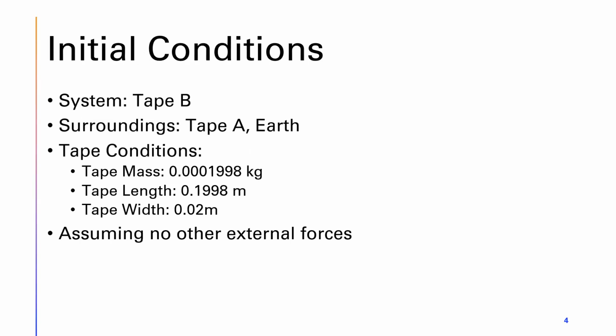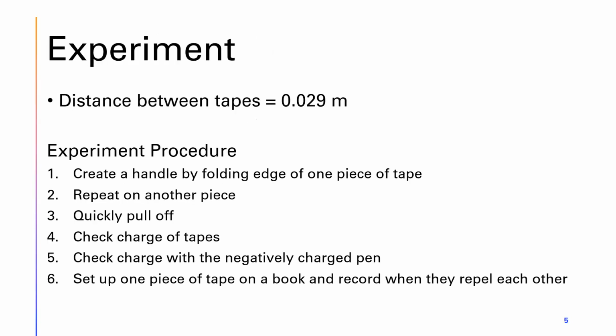So our initial conditions: the system is tape B, the one that we were holding up against the other tape. And then the surroundings are tape A, the thing that we're acting on. And then the Earth is also causing a force on tape B. So tape conditions, we'll have the mass, length, and width calculated based off the given density. And then we're going to assume no other external forces just for simplicity, because forces at this size and experiment would be negligible.